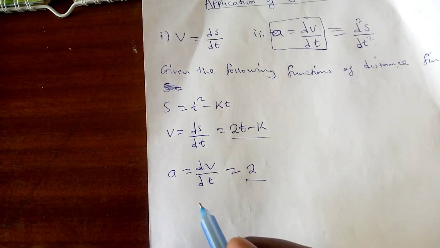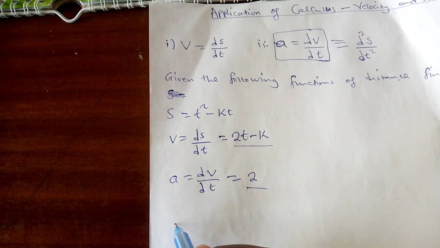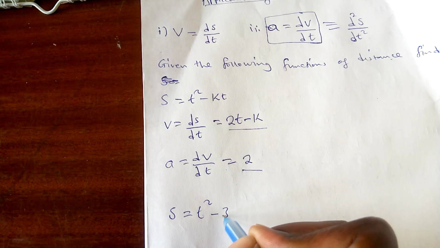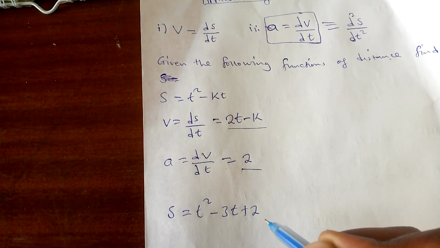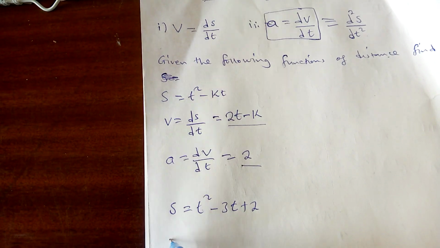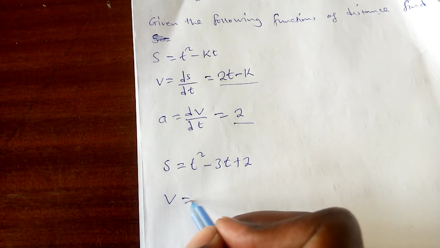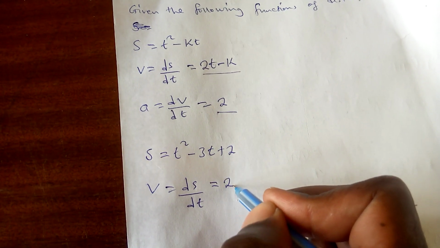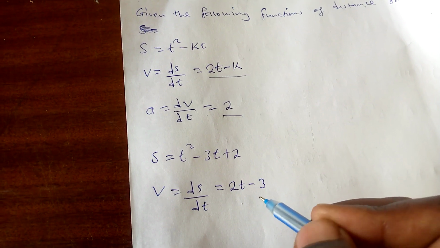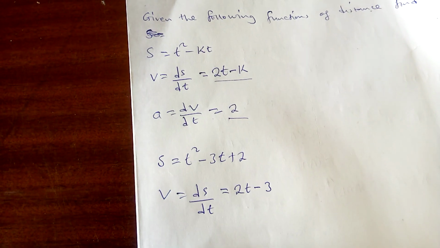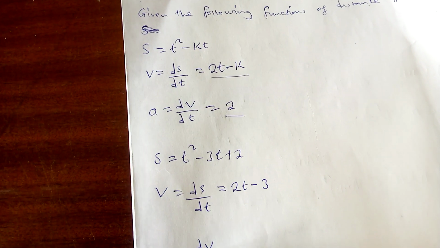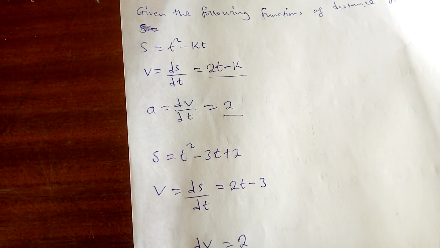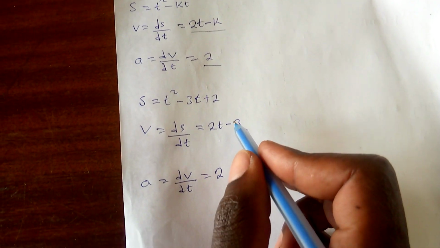Let's look at another example. s is equal to t squared minus 3t plus 2. To find a function that relates to velocity, we are going to say v is equal to ds/dt, which is equal to 2t minus 3. Acceleration will be equal to dv/dt, which is equal to, wow, we found 2 again. Now this is a constant, 3 is a constant, so which is just equal to 0.